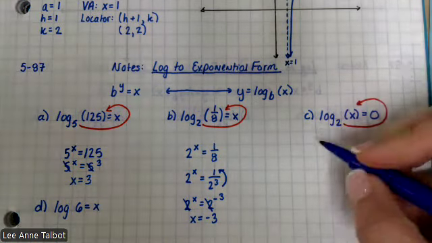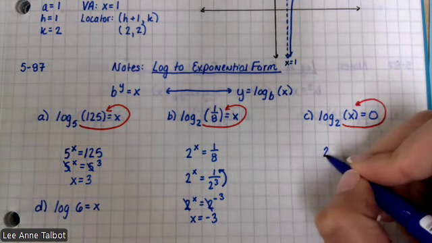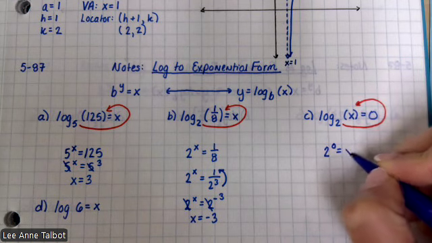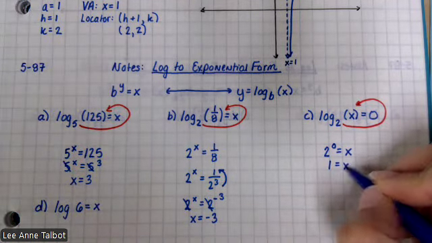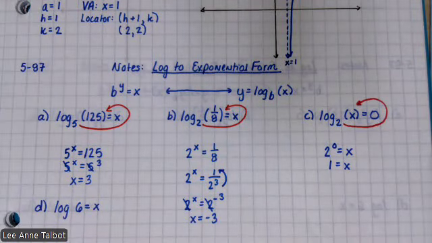Second to last one. 2 to the 0 equals x. 1 equals x. Nothing, no kind of equation needs to be solved there. X is already by itself.